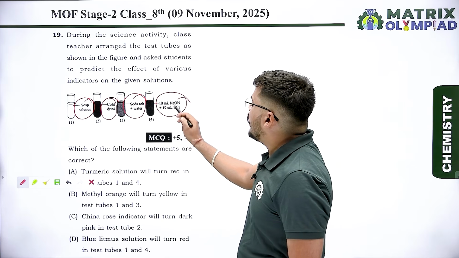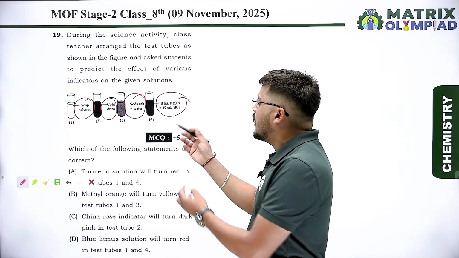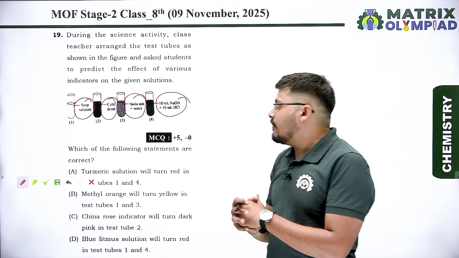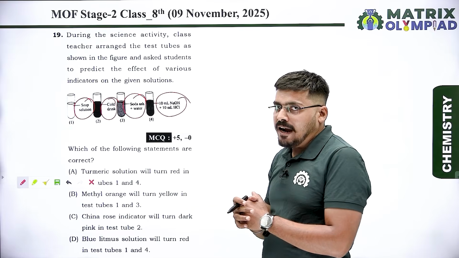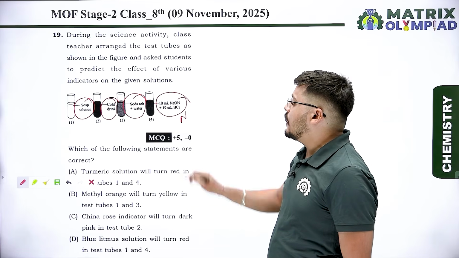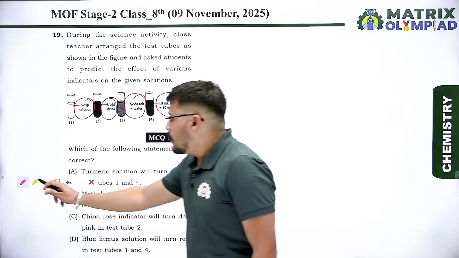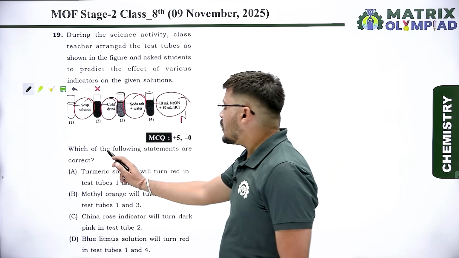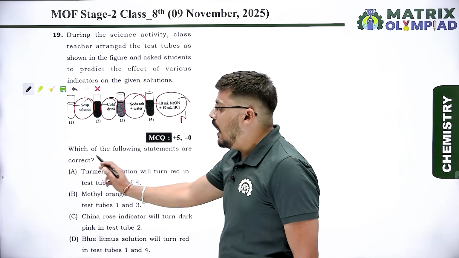10 ml of NaOH and 10 ml of HCl will react and neutralize each other's effects, so the solution is neutral in nature. Let's move to the options. Which of the following statements are correct?